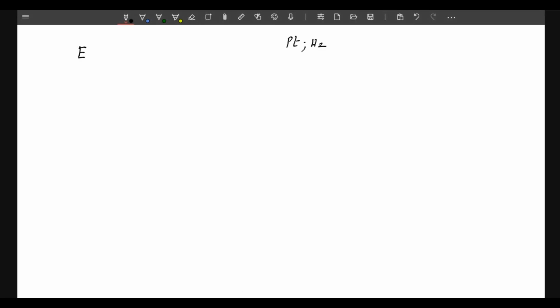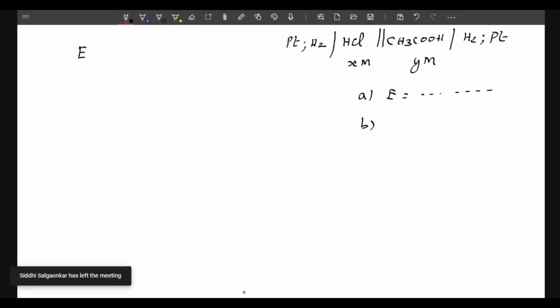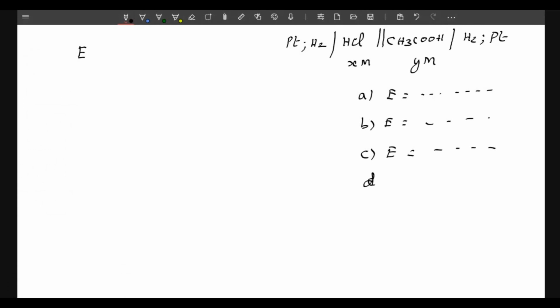Pt, H2 bar, HCl X molar, double bar, CH3COOH Y molar bar, hydrogen, Pt, and they will give various equations. What is the correct equation by which you can calculate the EMF of this concentration cell? Such questions have not been asked so far, but I'm going to give you this, how to calculate if such questions are given.